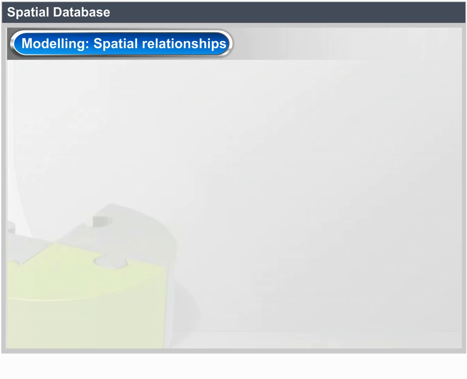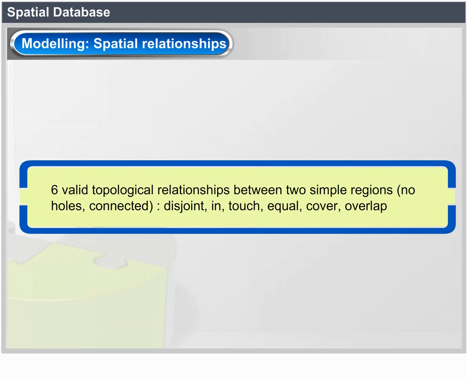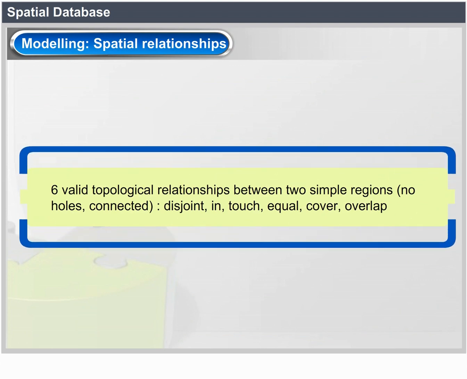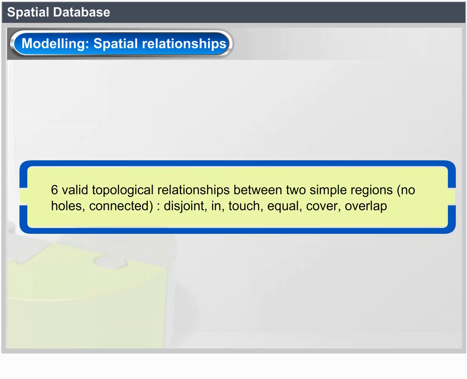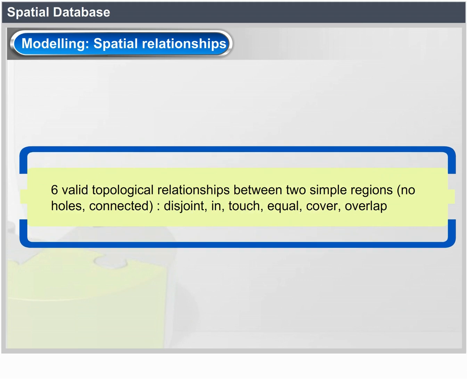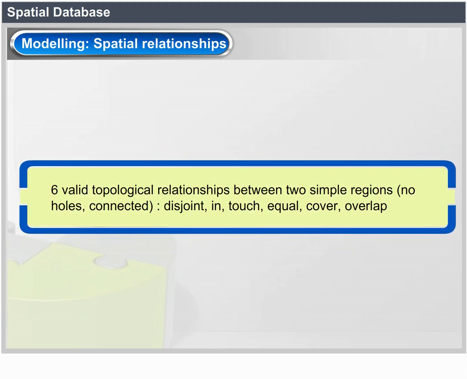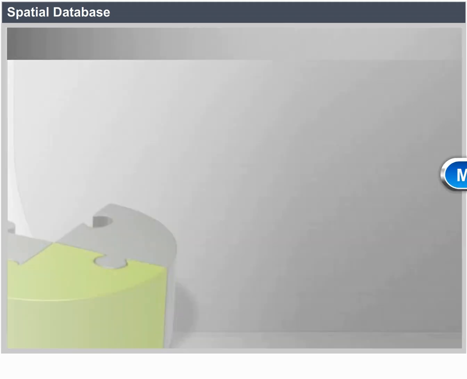Six valid topological relationships between two simple regions, no holes, connected: disjoint, touch, equal, cover, overlap. Modeling, SDBMS data model.